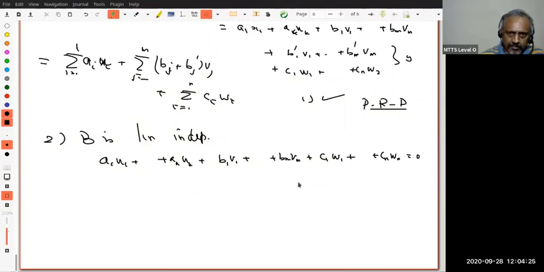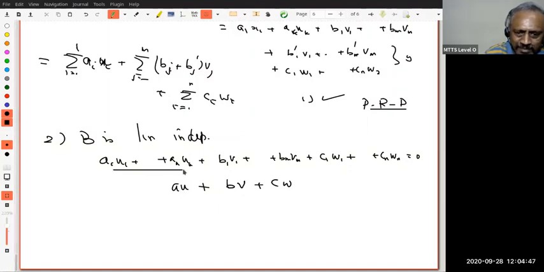I am fond of simplifying the notation, because symbols have some meaning. If I understand the meaning, I don't have to worry about the symbol. I will simply write this as AU, this as BV, and this as CW. Is it okay? This is a symbol for me. AU stands for this sum, BV stands for this sum, and CW stands for this sum. You understood that?